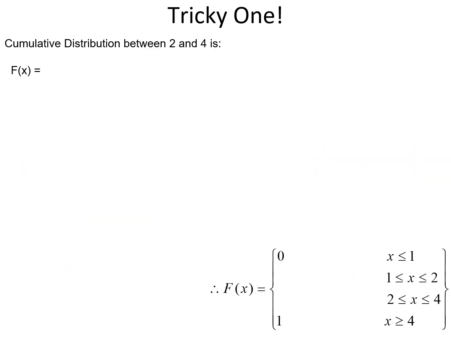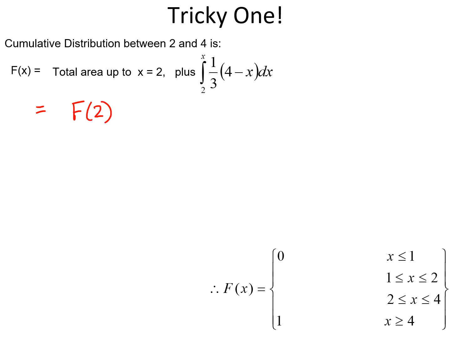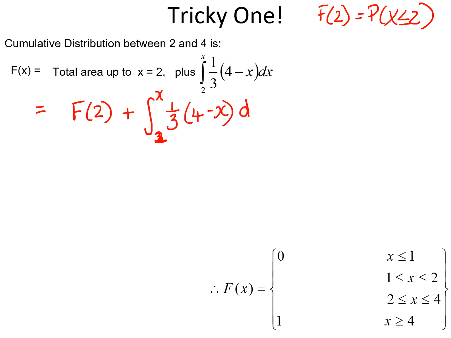So let's have a see. So between 1 and 2. So we want the total area up to x is 2. So in terms of thingies, that's big F of 2, because remember, big F of 2 equals the probability x is less than or equal to 2, because it's a cumulative function. Plus the integral, lower limit 2, variable x, of that second part of the f of x, little f of x there.